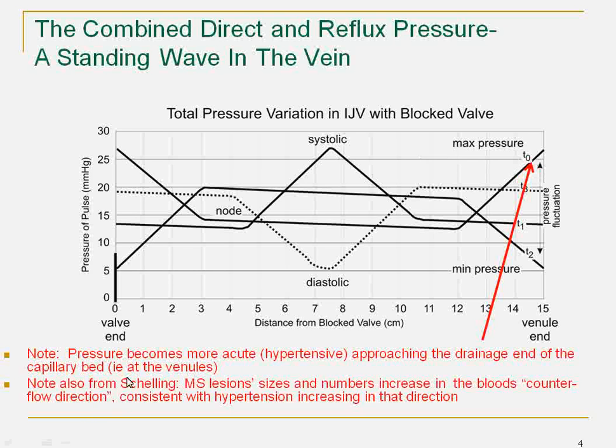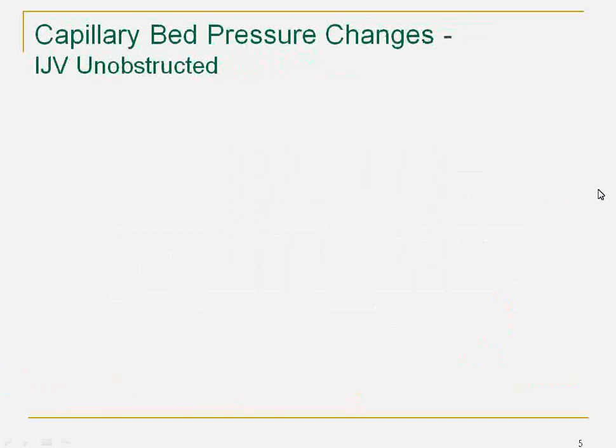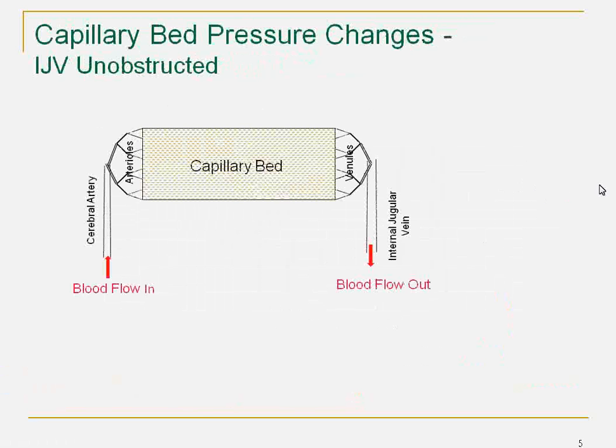Now, this has been observed by a number of scientists. Dr. Franz Schelling, an Austrian scientist who's looked at this problem for 30 years and has written several books and papers, he's noted that the MS lesions sizes and numbers increase in the blood's counterflow direction. Now, that is completely consistent with hypertension also increasing in that direction. So we find that as we go to higher hypertension, higher pressure, the lesions increase. So there is consistency between the theory of physics and what's observed in MS patients.